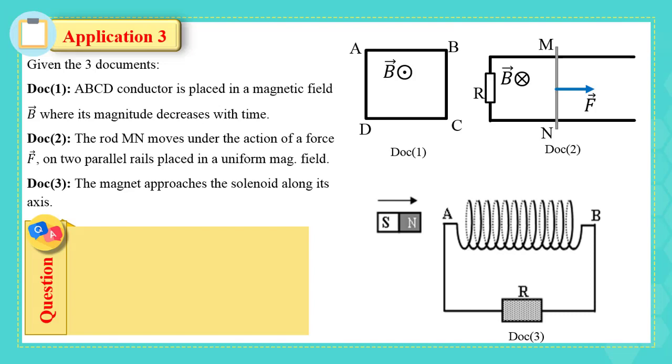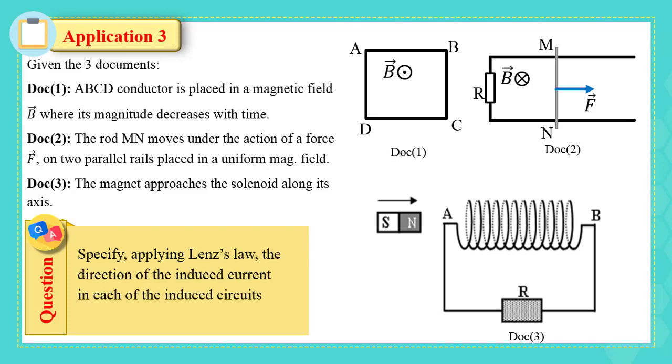Application 3. Given the 3 documents. Document 1, ABCD conductor is placed in a magnetic field B where its magnitude decreases with time. Document 2, the rod MN moves under the action of a force F on the 2 parallel rails placed in a uniform magnetic field. Document 3, the magnet approaches the solenoid along its axis. Question. Specify, applying Lenz's law, the direction of the induced current in each of the induced circuits given in the adjacent figures.